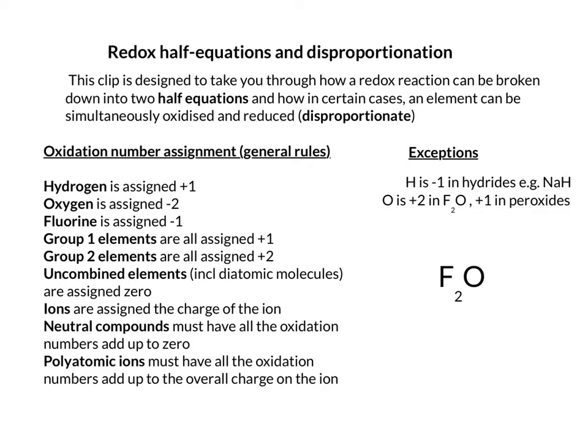So if you take the F2O molecule and you assign the oxidation numbers, you'll need to remember that the neutral compounds must have all the oxidation numbers add up to 0. So fluorine is assigned -1 in all circumstances because it's the most electronegative element. So if fluorine is assigned -1, and there's two of them, that means that to make the compound neutral, oxygen would have to be +2.